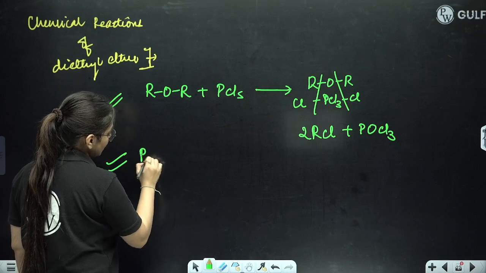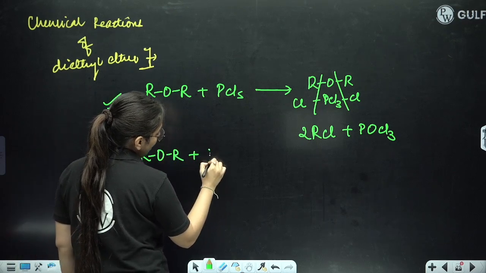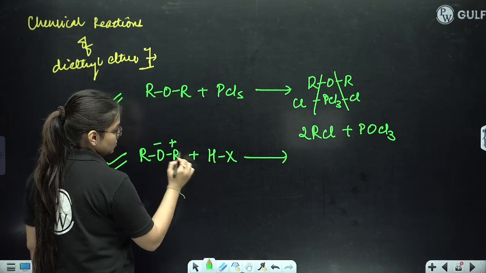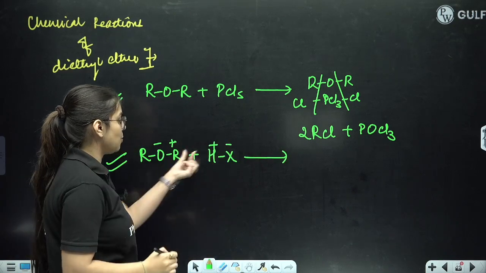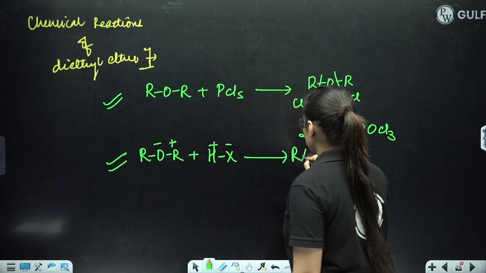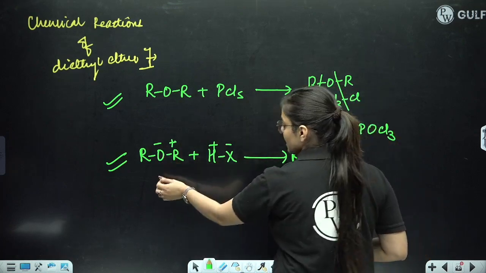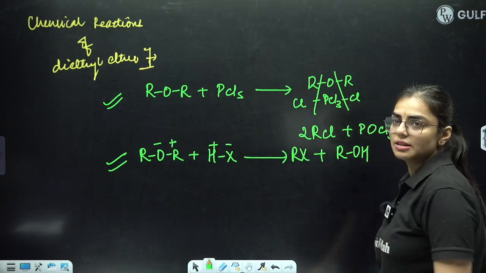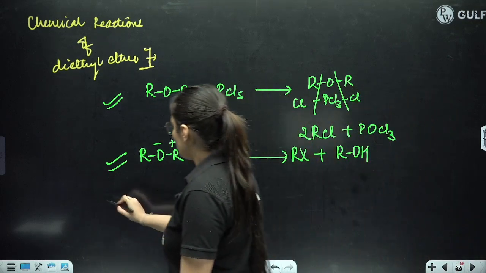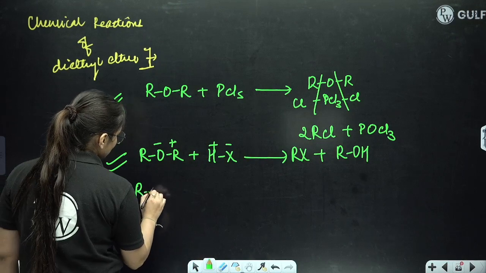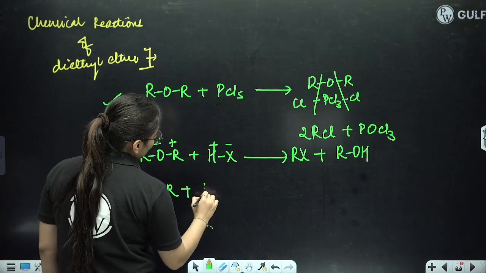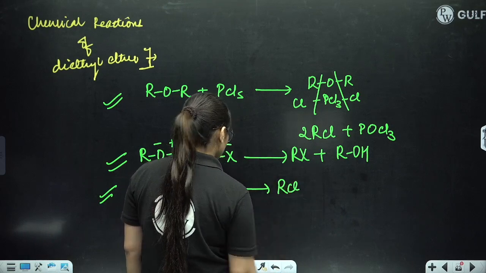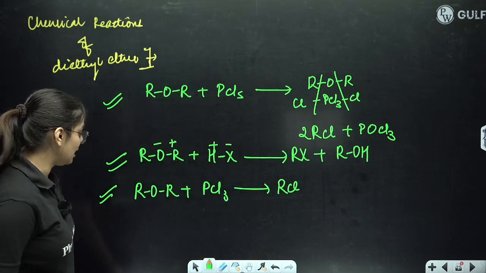Now if you are reacting ROR with HX, what you will obtain? See, it is negative, it is positive, it is positive, it is negative. Connect positive with negative, you will get RX. What else you will get? You will get ROH. Alcohol is created, right? Now, what else can be the chemical properties? If you are reacting ROR with PCl3, what are you going to get? Again, you will get RCl. Very simple part. You will obtain alkyl halide.